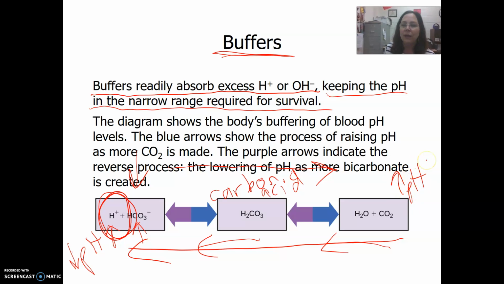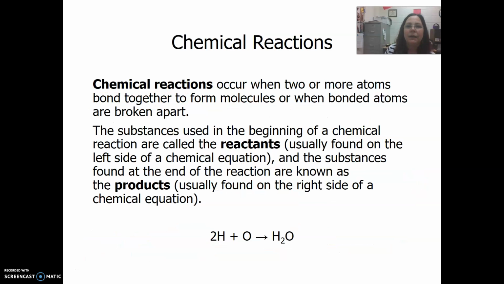And the very beginning of the reaction, by forming carbonic acid, hydrogen ions are being removed from the solution, and that's always going to raise the pH. So that's a buffer. It's just a system of chemicals that can either add hydrogen ions or remove hydrogen ions from solution in order to keep the pH at a normal range. Okay? All right.